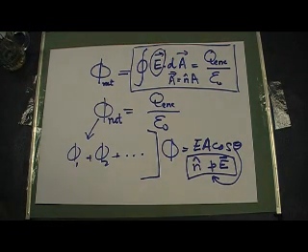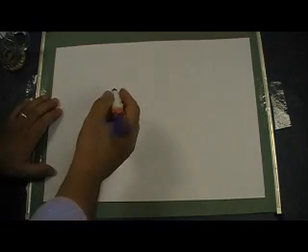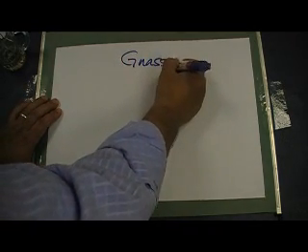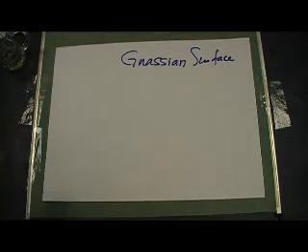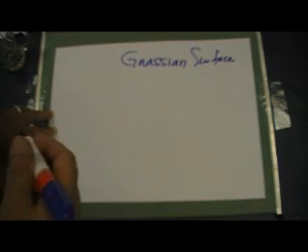Now, the challenge in Gauss's law, or what you should do first, is to construct the Gaussian surface. That's the most important thing. As I mentioned in class, the Gaussian surface has to be chosen in such a way that it's a representation of the symmetry of the charge.